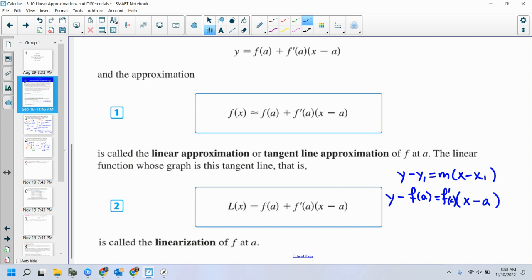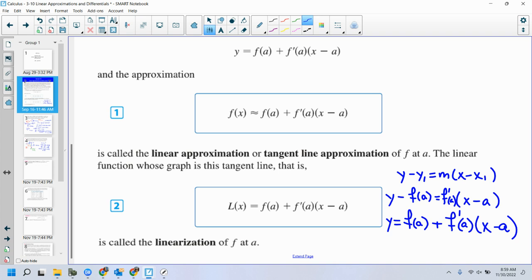Should have left myself a little bit more room there. F prime of a. Solve that equation for y. Y is equal to, add the f of a over to the other side, f of a plus f prime of a times x minus a. That's your linear approximation formula.